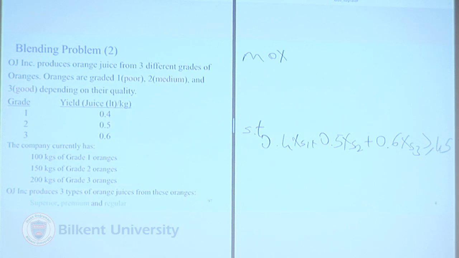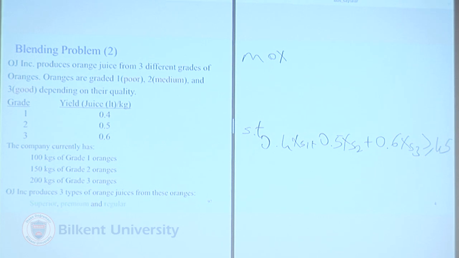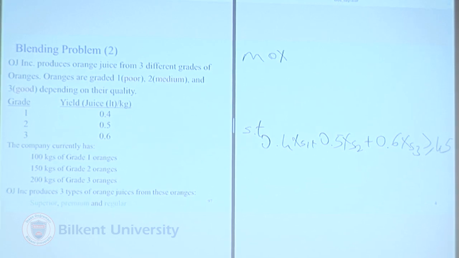Think about it. I defined my variables so that my life is easy here. S1 represents the grade 1 oranges I pick and put in my superior batch, S2 represents my grade 2 oranges I put in my superior batch, and S3 is the grade 3 oranges I put in my superior batch. Now for each kilo of grade 1, I'm getting 0.4 liters. For each kilo of grade 2, I'm getting 0.5. So their sum should be at least 45 liters, right? Is this right for everybody? Are you all okay with this?